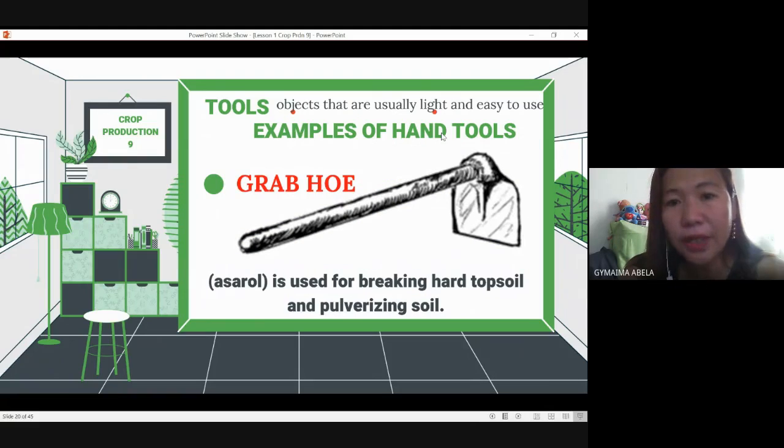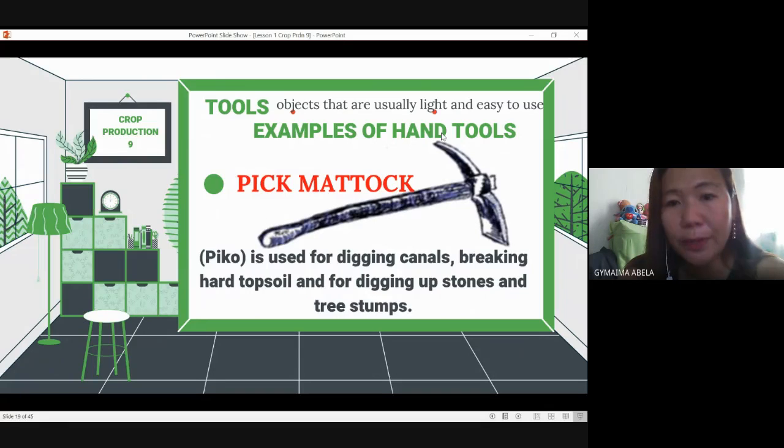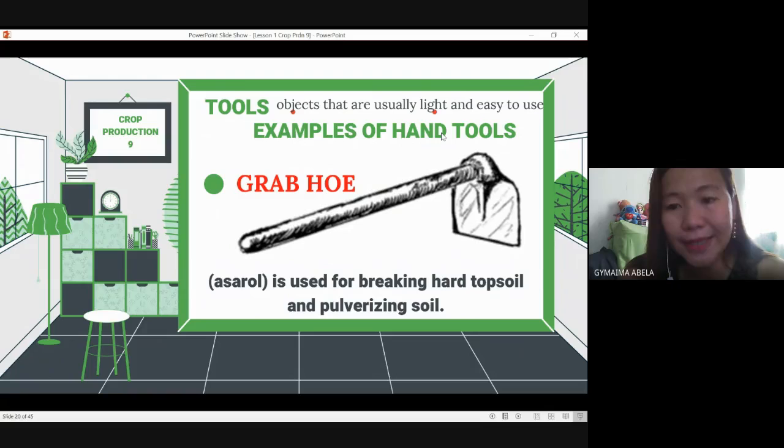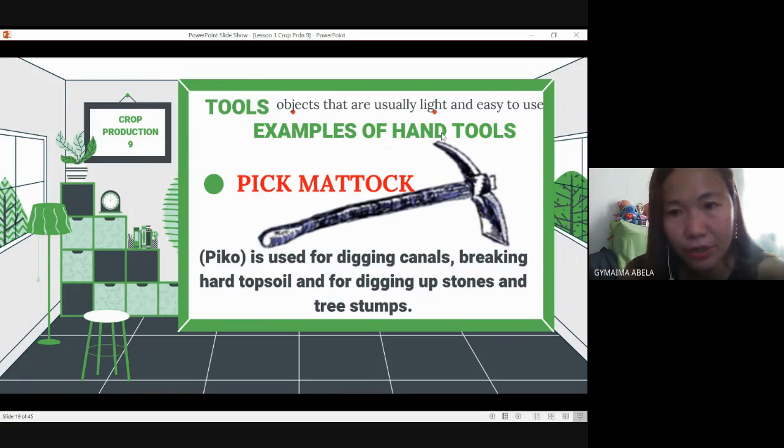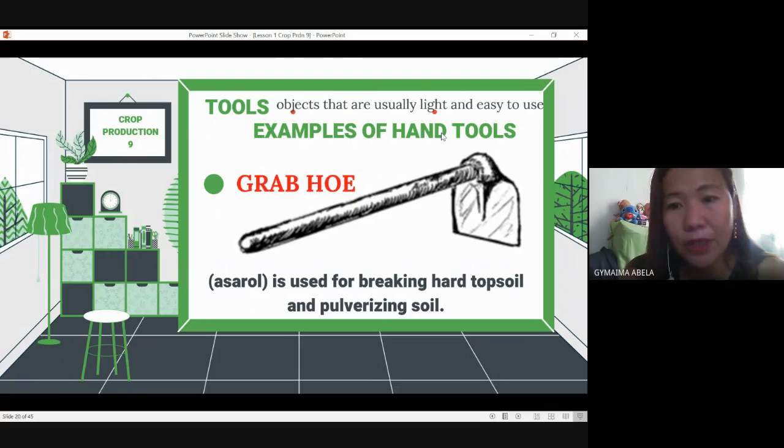Another example is the grab hoe, which is used for breaking hard topsoil and pulverizing the soil. Compared with the pikmatok, it only has one side, the flat side. It doesn't have the pointed edge, so it can't be used in digging up stones and tree stumps. It is only used for breaking the hard topsoil and for pulverizing the soil.